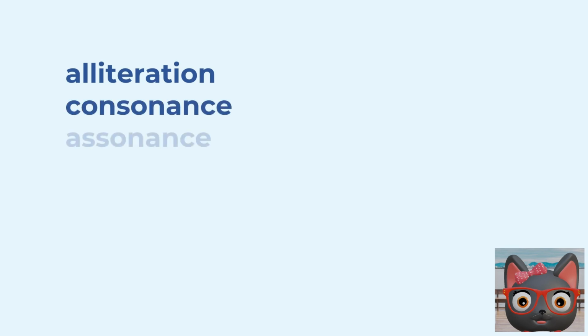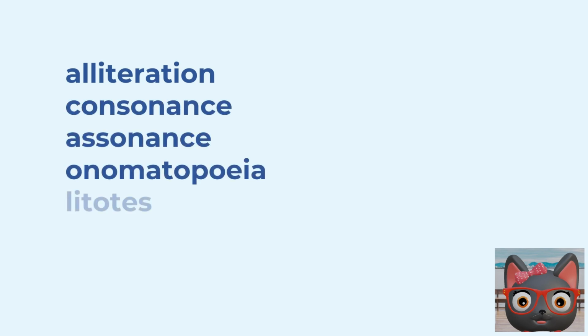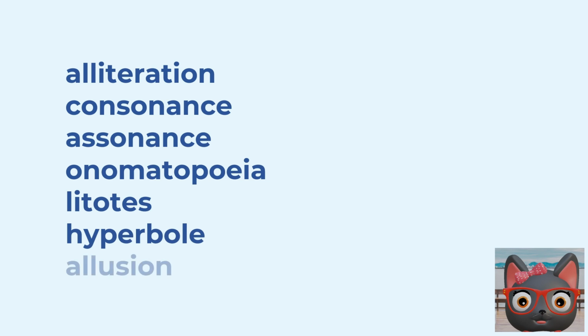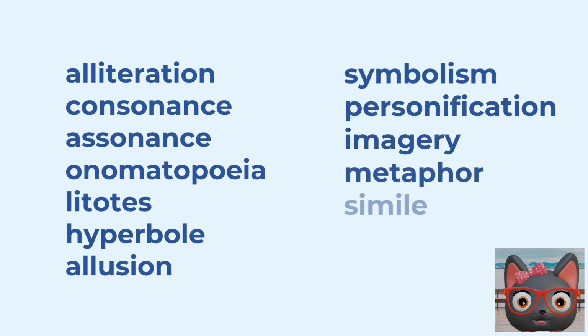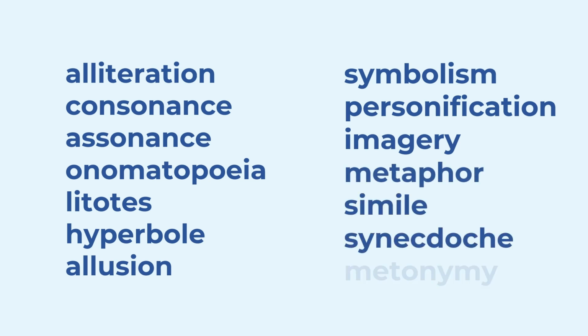Well, I guess that's all for part one. We learned about alliteration, consonance, assonance, onomatopoeia, litotes, hyperbole, allusion, symbolism, personification, imagery, metaphor, simile, synecdoche, metonymy. Can you try to come up with your own examples for each of these figures of speech?